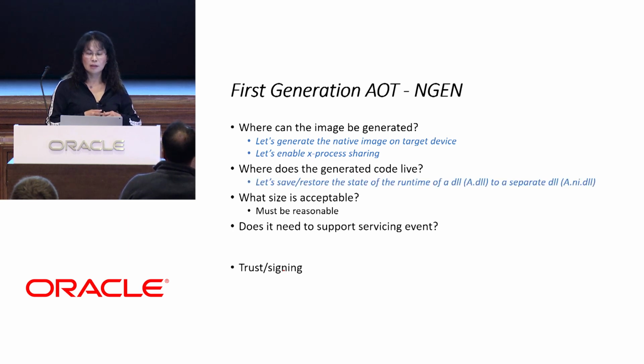Where does the generated code live? Actually, today, the NGEN images, even though this is the first generation technology, still exist on the laptop and even in the cloud. If it depends on the full desktop, this is the AOT tech powering it. All the other second generation, third generation, we never ported back to the desktop. So we save each DLL's native images into another separate DLL. And later on, I will have a diagram to show the relationship of them.